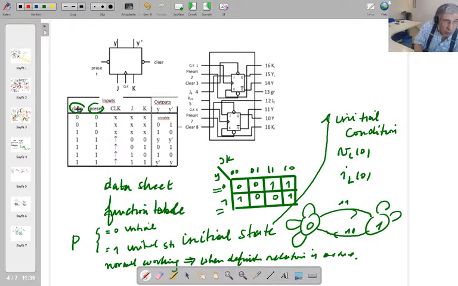So it says when the clear and preset inputs are both 0, whatever the other input values are, your memory element is unstable. That means you cannot estimate what your output is going to be. So never apply.